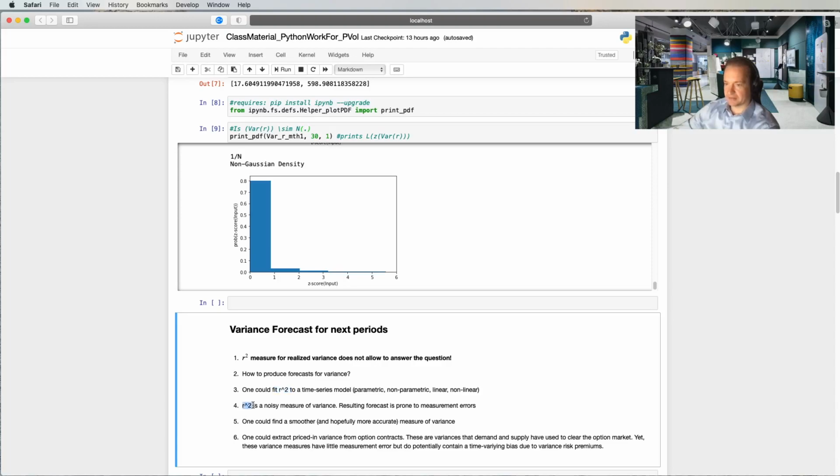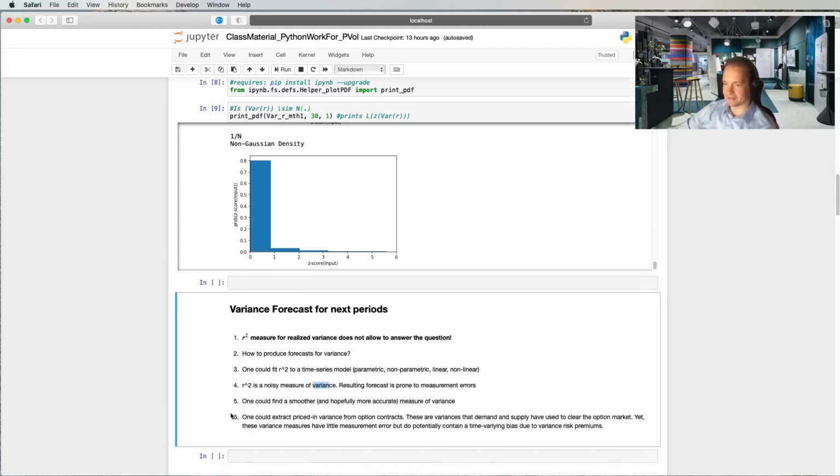Keep in mind that the squared return is a noisy measure of variance. You haven't yet seen it's noisy, so just take it from me for now, and we're going to talk about that more later today. But that variance measure is noisy. And it would also mean that the forecast is prone to measurement errors. Because if you have measurement errors in the input, then your output, which is your variance forecast, will also be noisy. So it's not clear that that is a good idea. And one could find a smoother and hopefully more accurate measure of variance.